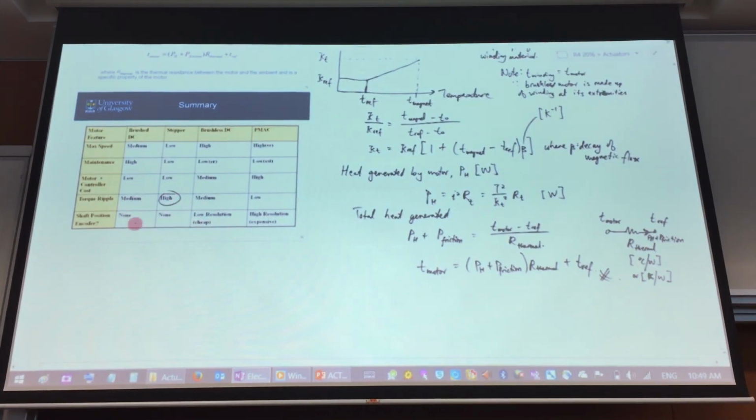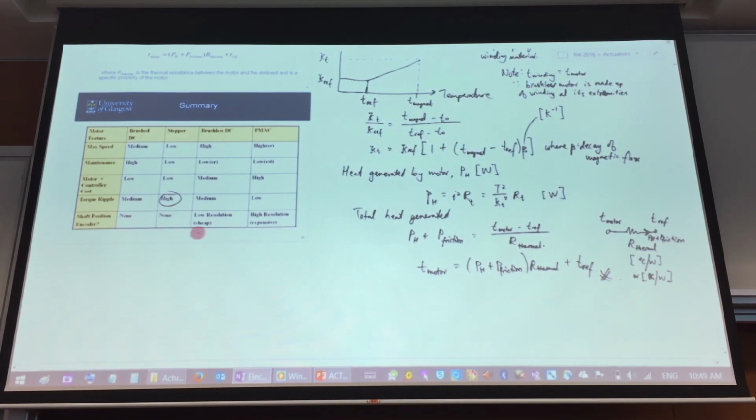Shaft position encoder, is it needed? So you can see that none is needed over here. For PMAG, if you want high resolution, your shaft encoder will be needed. And that's actually your Hall effect sensor, and that actually will also increase the cost.